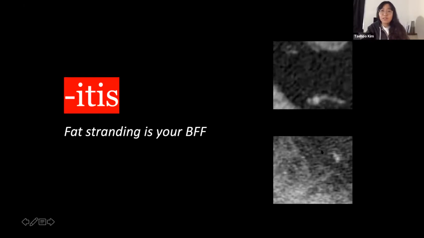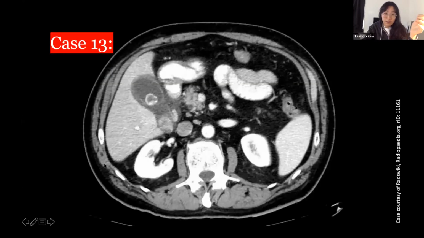It's very non-specific and doesn't mean a lot, but if you do catch it when you're scrolling, then you have to look at the adjacent organs to see if there are any inflammatory changes. So let's get into it. Single image of a CT abdomen.